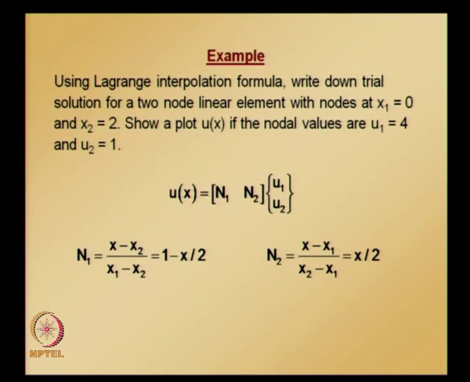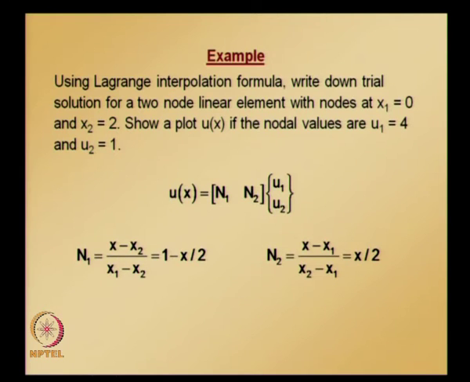You can check these expressions for N1 and N2 against the expressions that you already looked at when we derived them starting with a polynomial a0 plus a1x. You can notice that the N1 and N2 expressions that we got using the Lagrange interpolation formula are identical to what you already have using a linear polynomial. So, these are the N1 and N2 values.